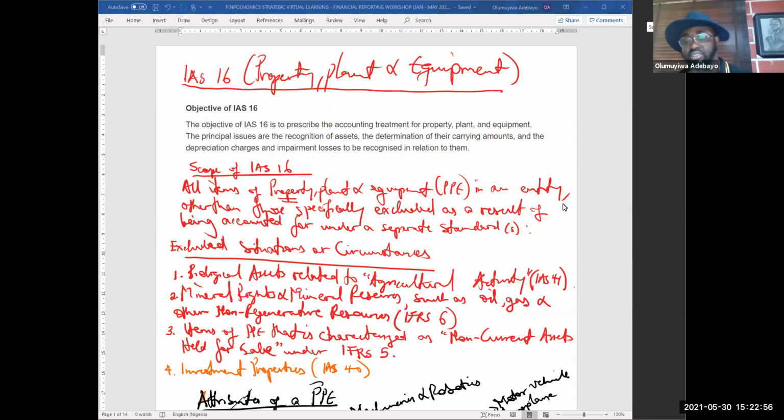Good afternoon, everyone. Today, Sunday, 30th of May, 2021, we'll be concluding our discussion, which we started yesterday, with respect to accounting for property, plant, and equipment in line with the requirement of IAS 16. And today, we'll be looking at the concluding part, starting from introducing the concept of depreciation.